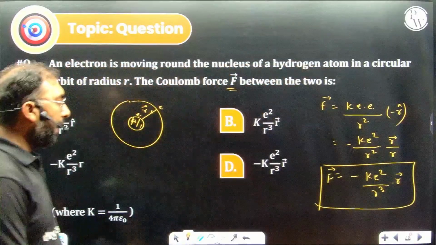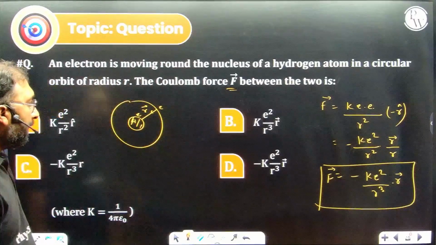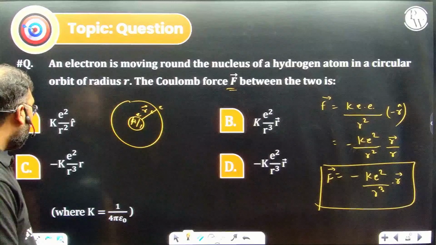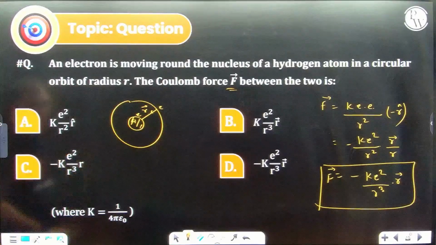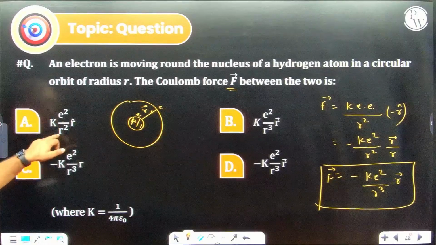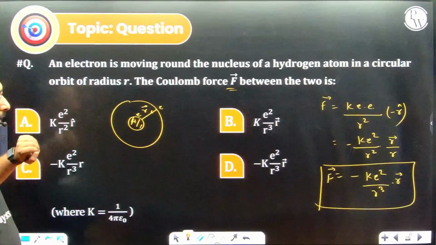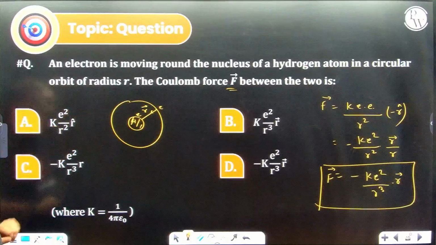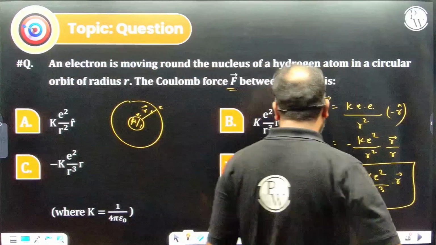So minus ke square by r cube into r vector. Again I can see that the correct option is D. See, this is wrong, this is not in vector form. This is unit vector ke square by r square r cap. This would have been correct, but again the problem is that minus sign is missing here, so that's why it's wrong. So again the D option is correct.